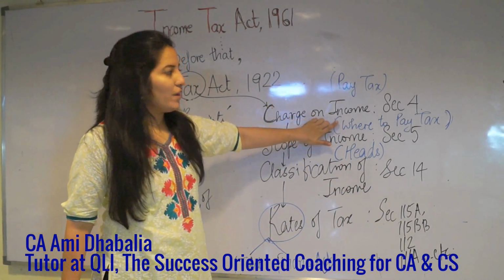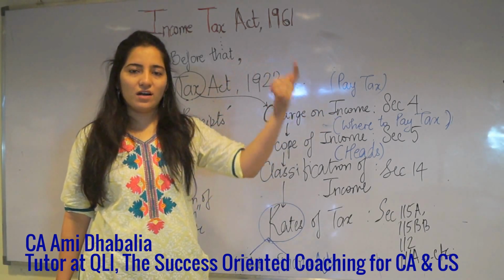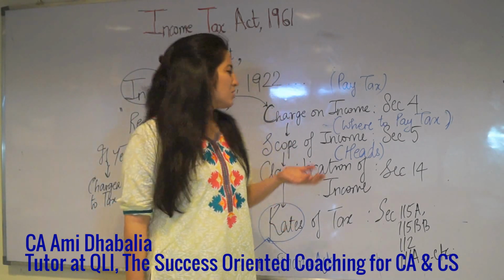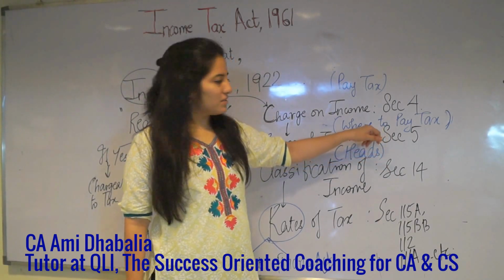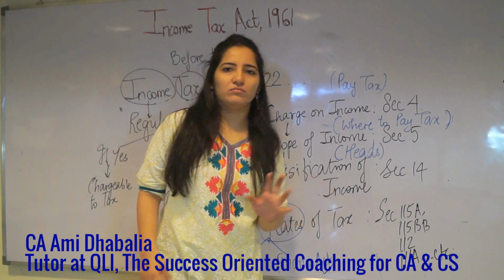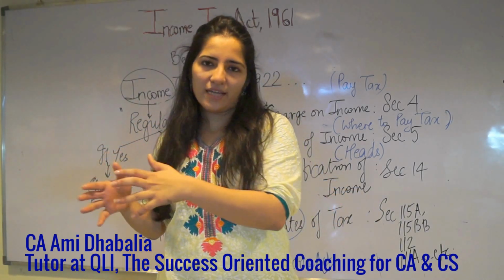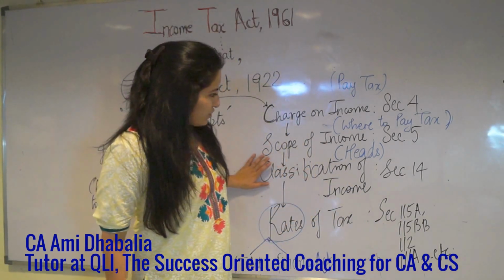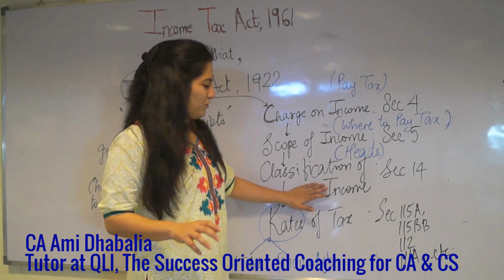Then comes the question of where to pay tax. Do you want to pay the tax in India or outside India? If some non-resident is there, is he liable to pay tax in India or not? Then comes scope of income, section 5. That is where to pay tax. So we determine these two sections. Then I know that this person is earning this income which is chargeable to tax. Then under which head should it be charged? So then comes section 14, classification of income under the five heads as we know of today.